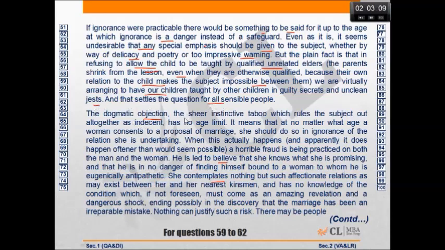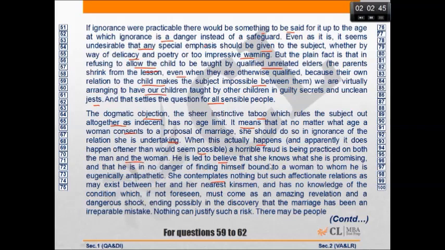The dogmatic objection, the sheer instinctive taboo, which rules the subject out altogether as indecent, has no age limit. It means that at no matter what age a woman consents to a proposal of marriage, she should do so in ignorance of the relation she is undertaking. When this actually happens, and apparently it does happen oftener than seems possible, a horrid fraud is practiced on both the man and the woman.